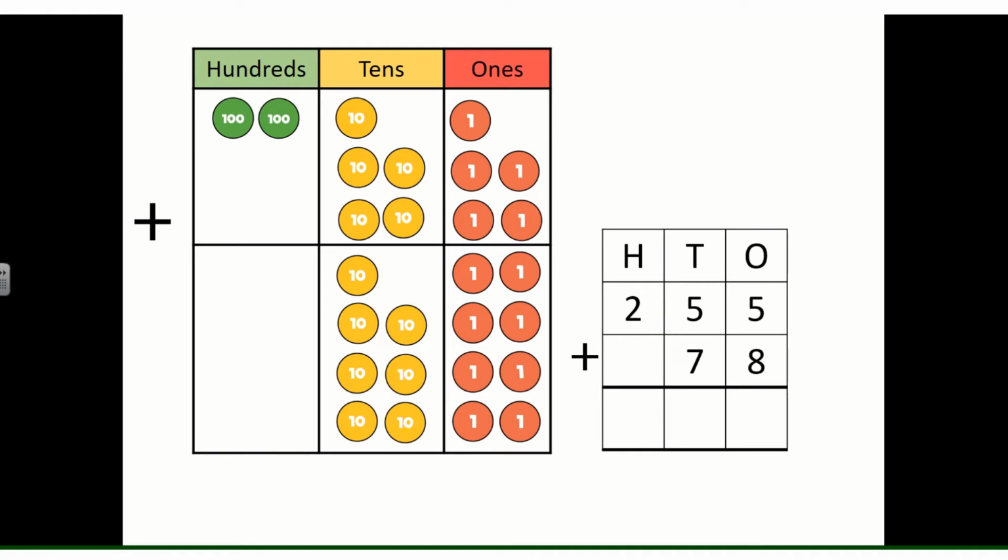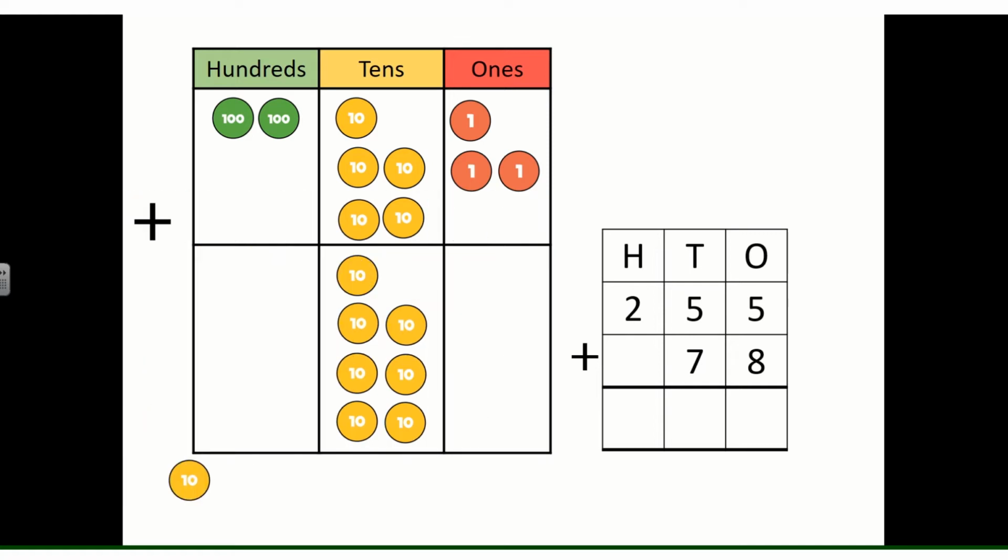255 plus 178. This time there's going to be 2 exchanges. There'll be an exchange in the ones column and in the tens column. 5 plus 8 gives me 13. So I'm going to exchange 10 of those ones for a 10 and represent that by putting the 1 10 in my tens column and the 3 remaining ones in my ones column.